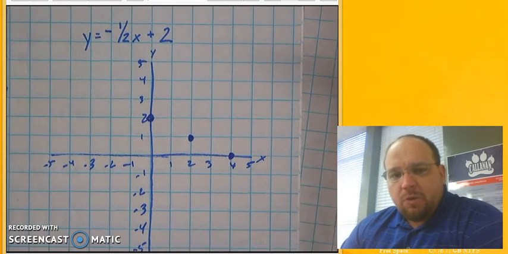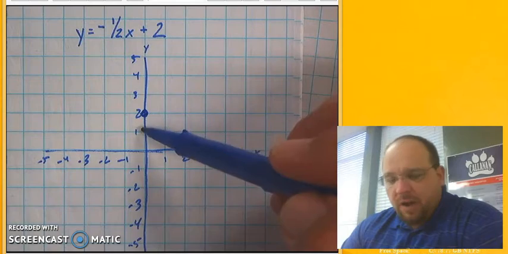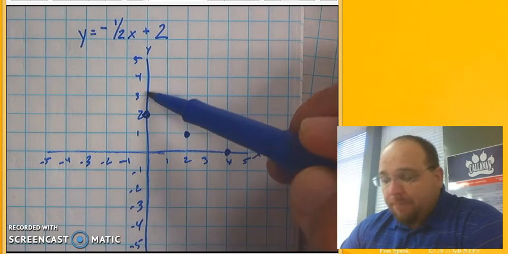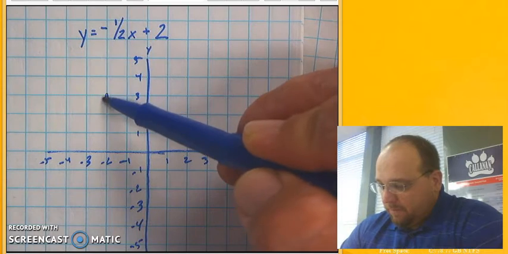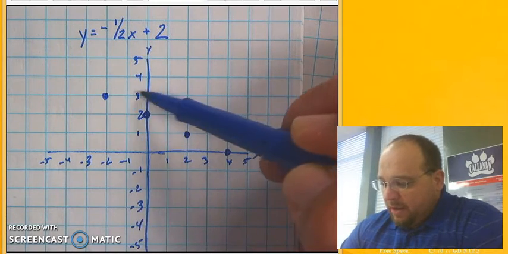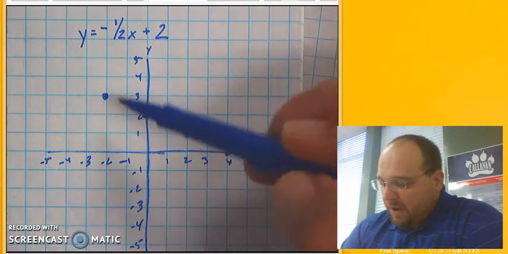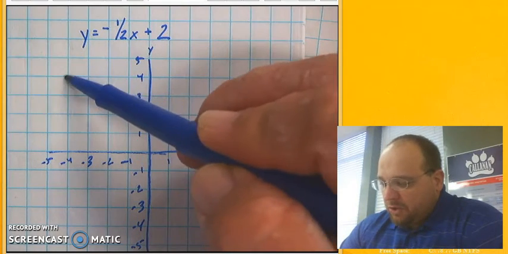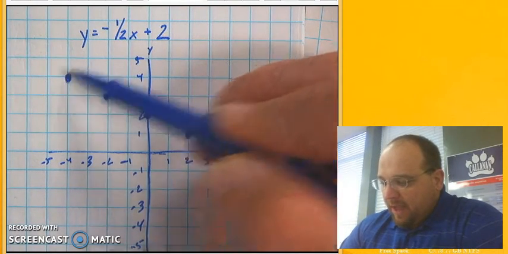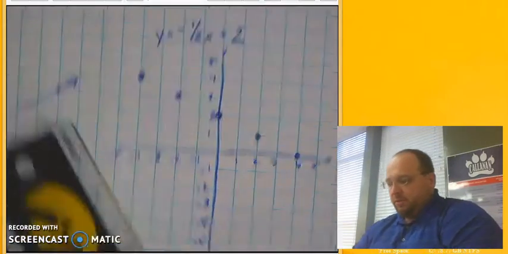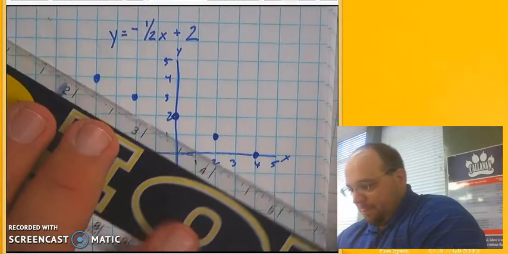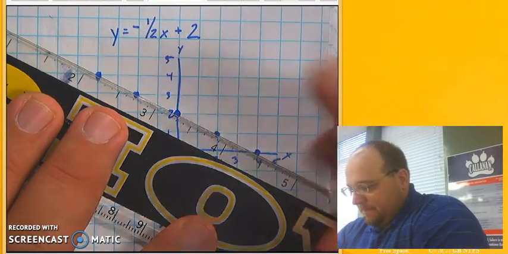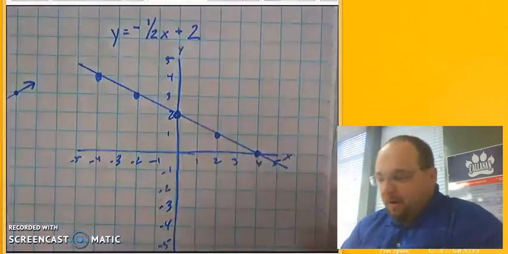And just like the previous one, I can do the opposite of going down 1, right 2. The inverse of going down 1, right 2 would be going up 1 and left 2. So again, I went up 1, left 2 as the inverse of -1/2. I'm going to do it one more time from this point. I'm going to go up 1, left 2, make that point, grab my straight edge that I have, and I'm going to graph my line.